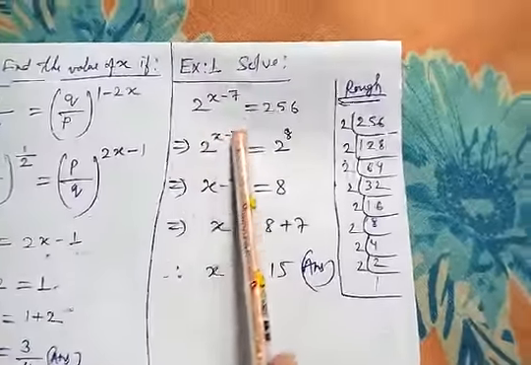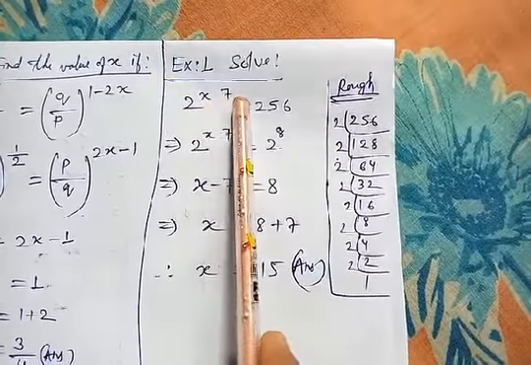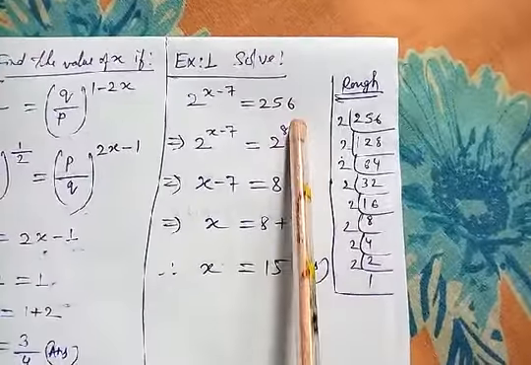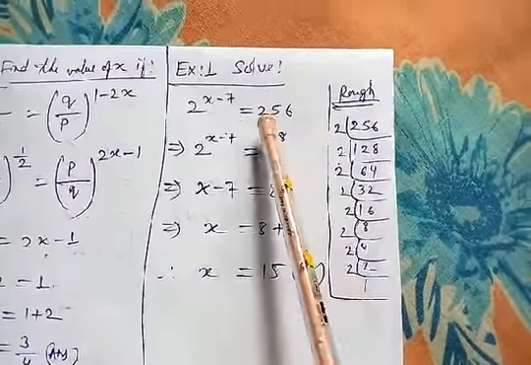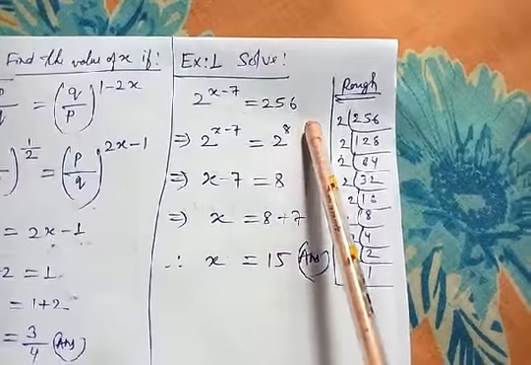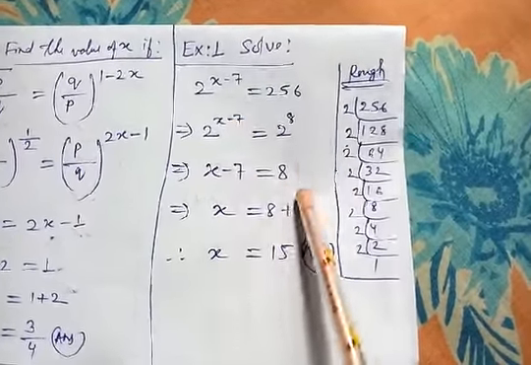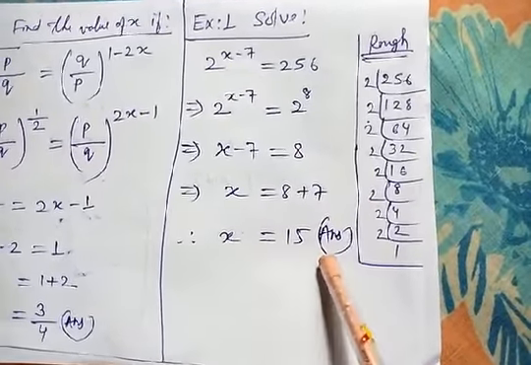One more last question I want to discuss here, children. Here we have base 2 and power is x minus 7. So we have to find the value of x. So 256 is 2 power 8. Here I have done factorization. 2 power 8 is 256. So 2 power 8 means now 2 to base is same. Now we can say x minus 7 equal to 8. So x equal to 8 plus 7, that is x equal to 15.